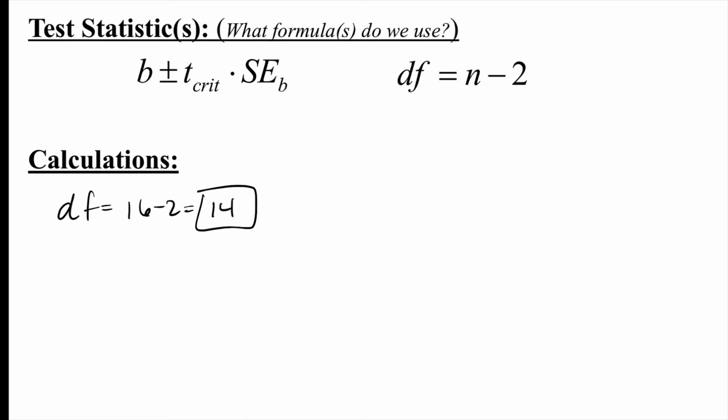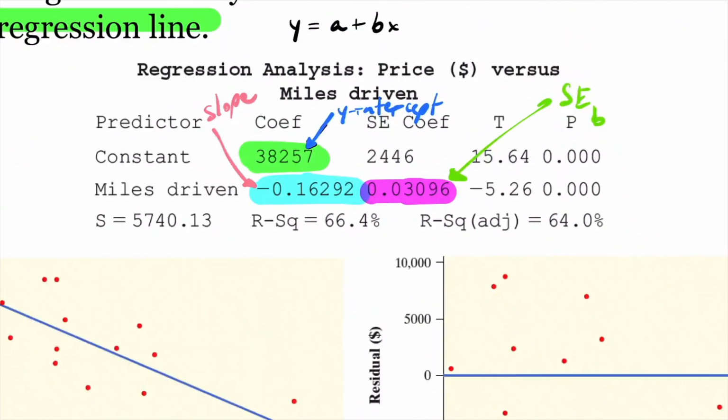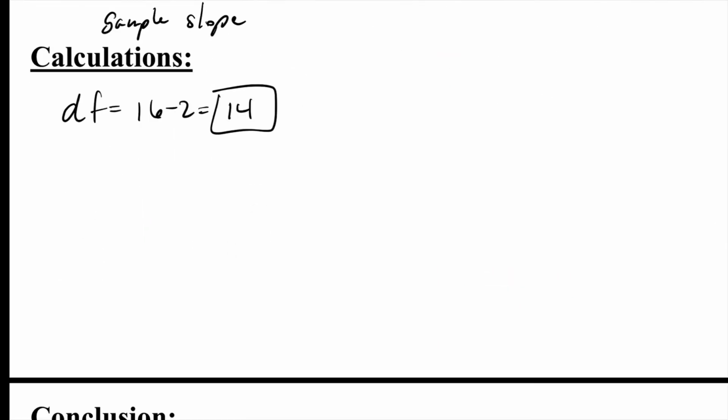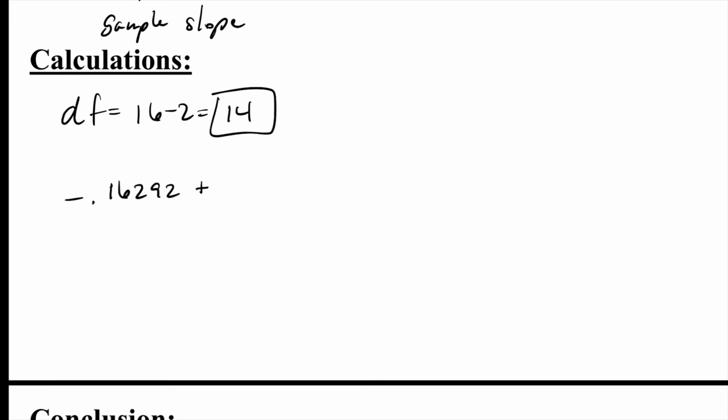Okay. B, remember, B is the sample slope. That's what B represents. So how do we get the sample slope? Wasn't it negative 0.16292? There you go. Negative 0.16292 plus or minus t critical. Okay, so it's a 90% confidence level, and we have degrees of freedom of 14.